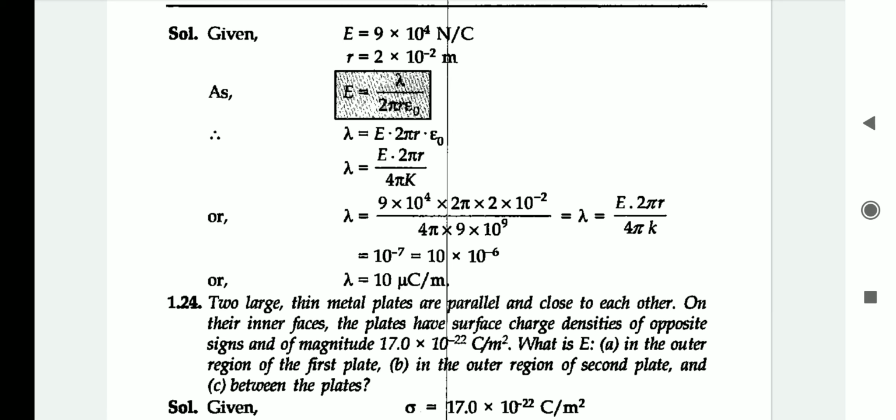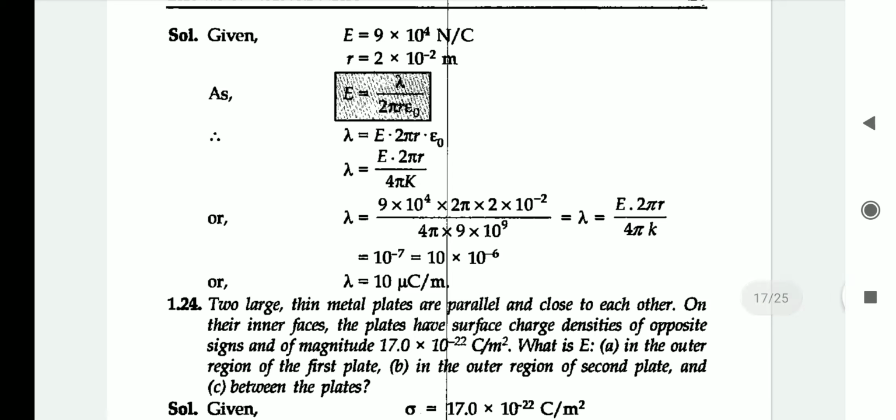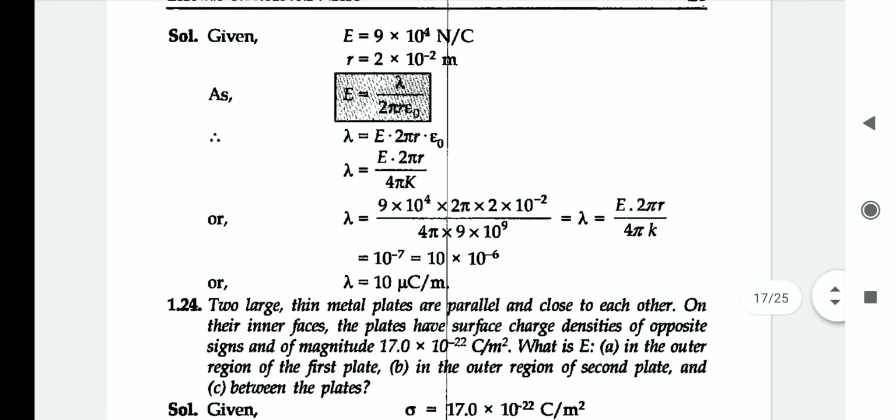And since we are given a charged line, the electric field for a charged line is E is equal to lambda upon 2 pi r epsilon naught, and here we have to calculate lambda, and lambda will be equal to E into 2 pi r epsilon naught. Again we simply have to substitute the values that we are given and we will get the linear charge density, that is the value of lambda will be equal to 10 microcoulomb per meter.